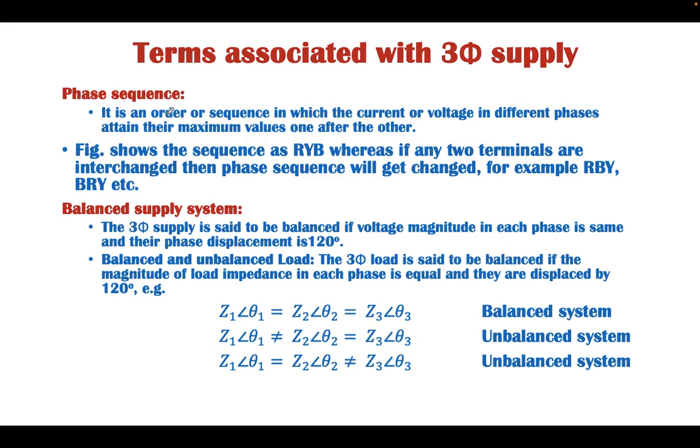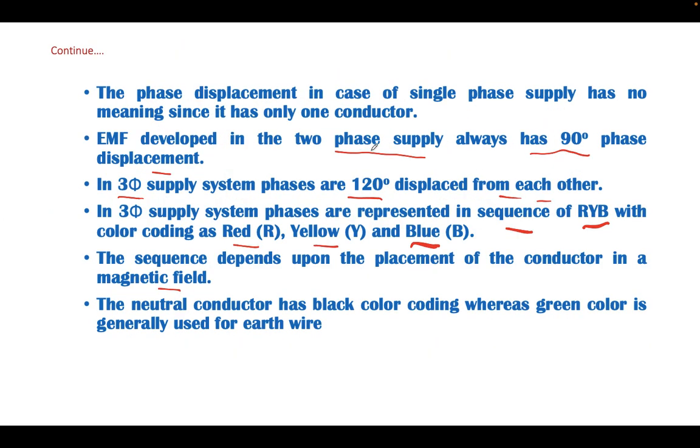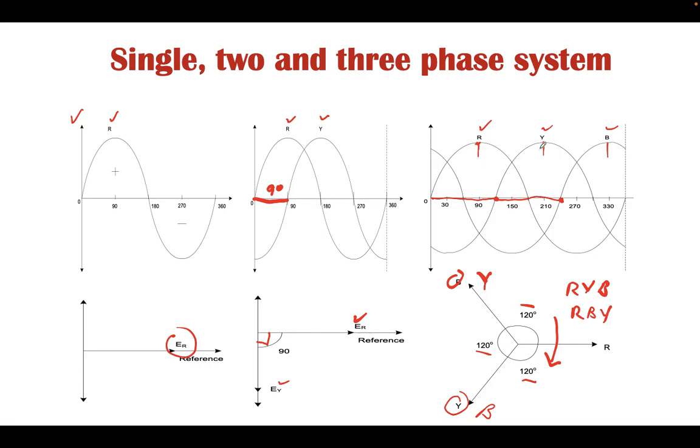Now, phase sequence. There are some terms associated with the three-phase supply. One is the phase sequence, and another is the balanced or unbalanced system. Phase sequence here means the order or sequence in which current or voltage in different phases attains maximum value one after the other. This is the maximum value of R phase, this is the maximum value of Y phase, this is the maximum value of B phase. After R phase, Y phase attains the maximum value, after Y phase, the B phase attains the maximum value, and hence the sequence of this particular connection is R, Y and B.